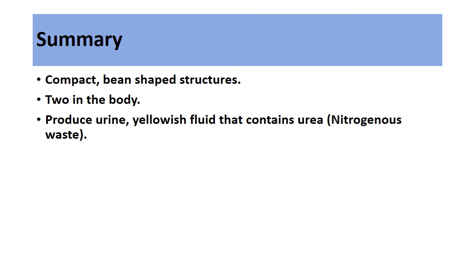Right, my final slide is just a summary of everything that we've gone through. So the kidneys are basically compact bean-shaped structures. You have two of them in your body, and their function is to produce urine by filtering out urea, which is a nitrogenous waste. That means that it contains nitrogen because it is toxic to your body. Just got some pictures to show you as well, so if you're a bit squeamish, you might want to look away now or end the video.